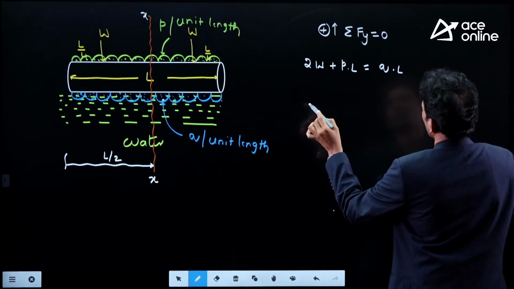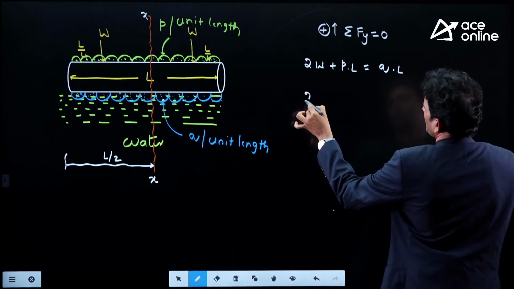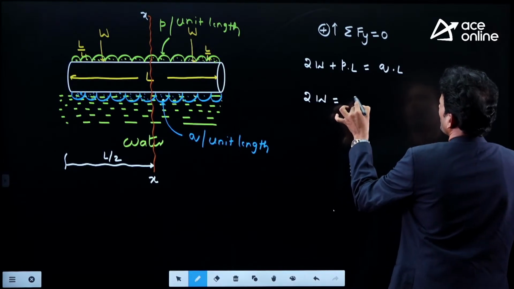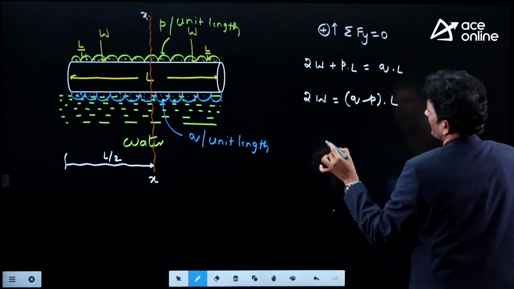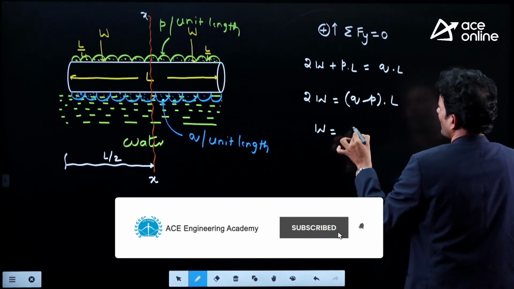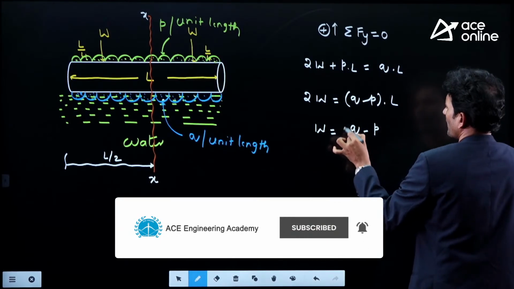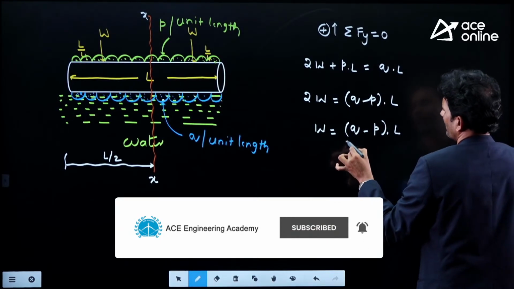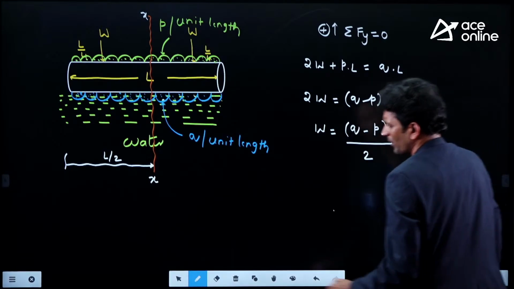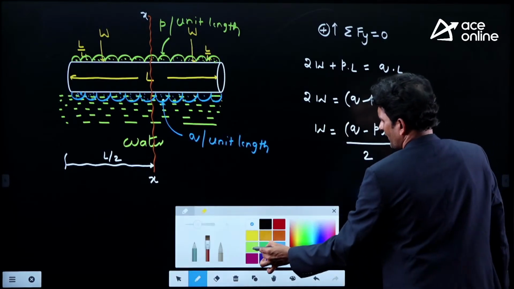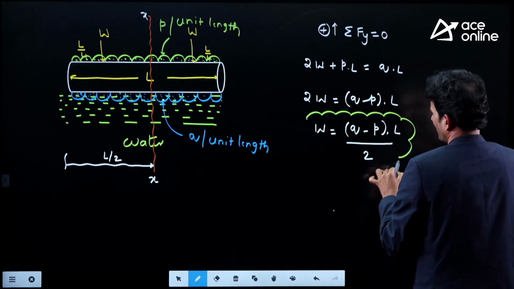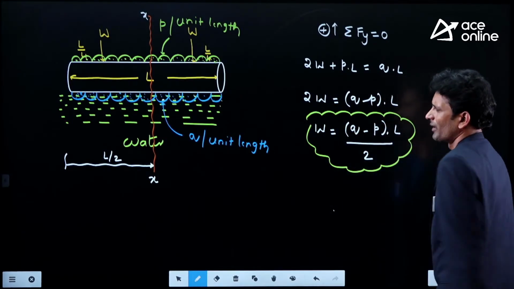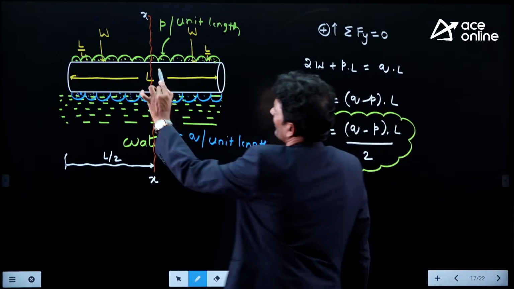If I take this one, clearly I can write 2W equal to (Q minus P) into L. So W equals how much? W equals (Q minus P) into L divided by 2. This is the W value we have, right? Fine. We know the W value.